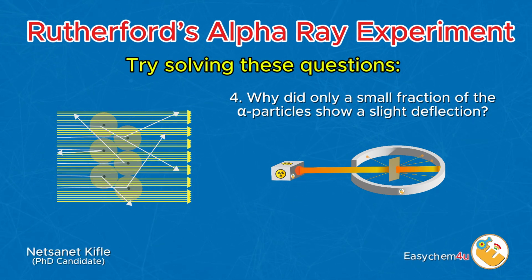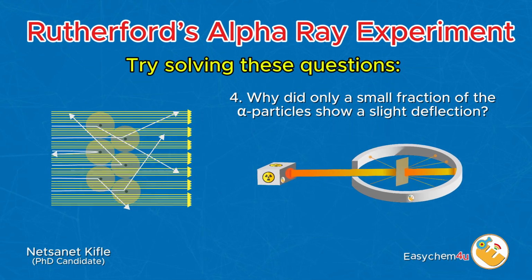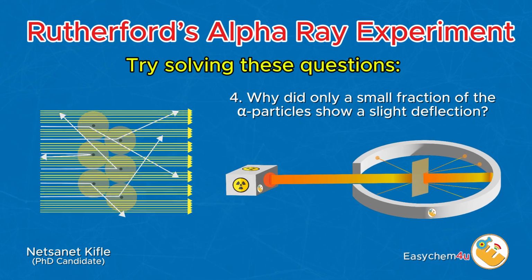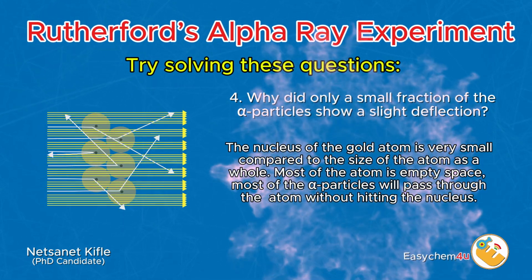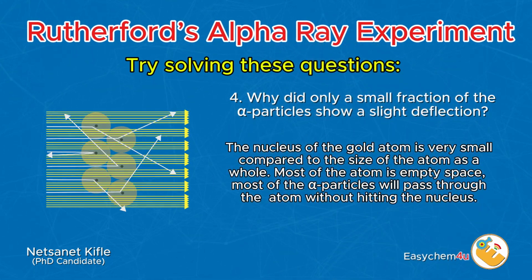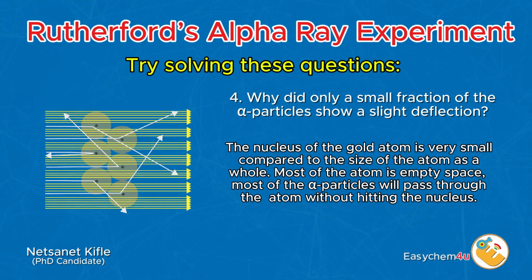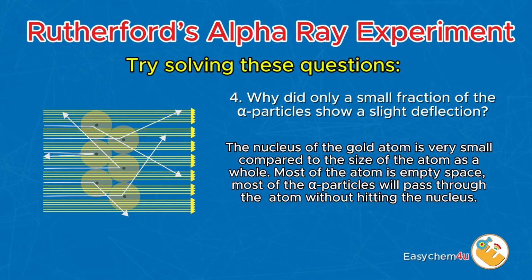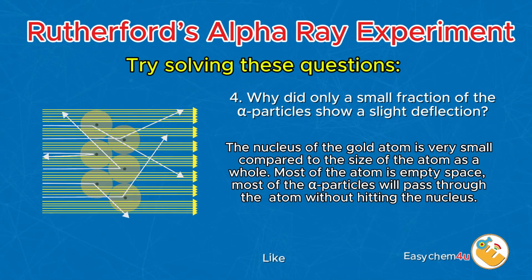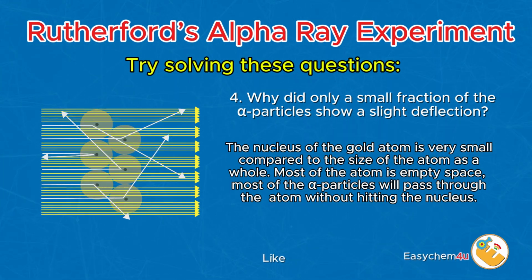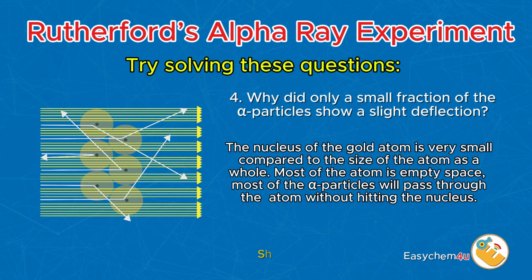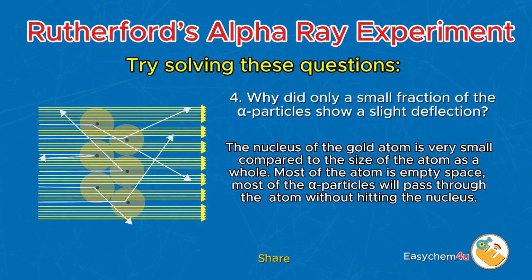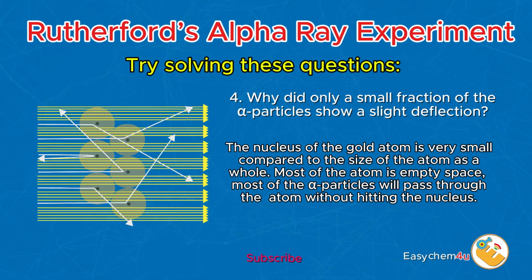Why did only a small fraction of the alpha particles show a slight deflection? Only a small fraction of the alpha particles showed a slight deflection in Rutherford's gold foil experiment because the nucleus of the gold atom is very small compared to the size of the atom as a whole. Most of the atom is empty space. Most of the alpha particles will pass through the atom without hitting the nucleus. Only rarely will an alpha particle pass close enough to the nucleus to be deflected.